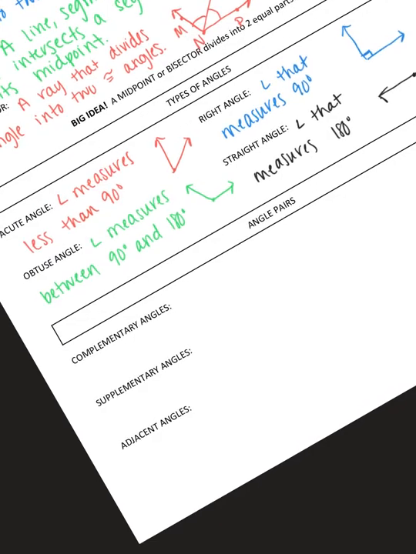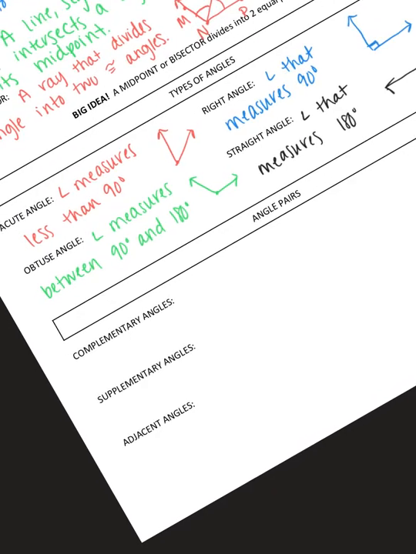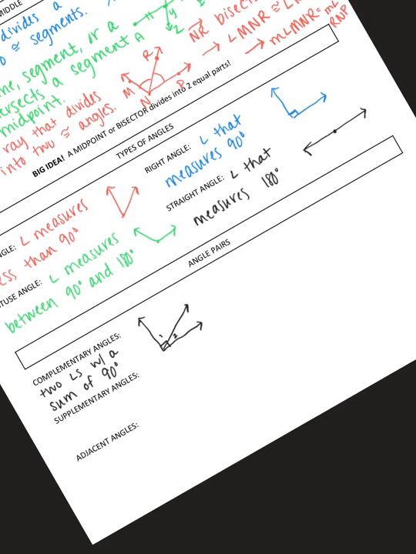Okay, angle pairs, so more definitions. Complementary angles are 2 angles with a sum of 90 degrees. Complementary angles might look something like this. We might have angle 1 and 2, and then a right angle indicator, and we could conclude from that image that those angles are complementary. So we could say angle 1 and angle 2 are complementary, or they are complements of each other.